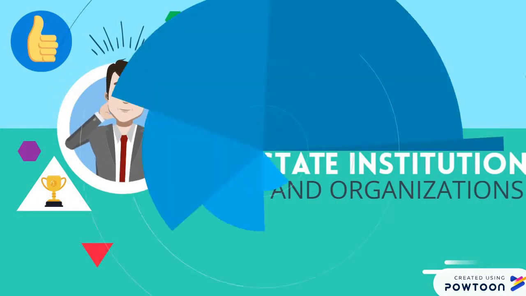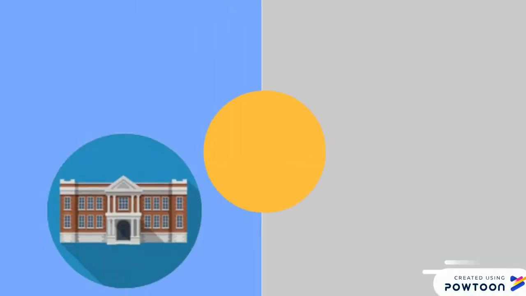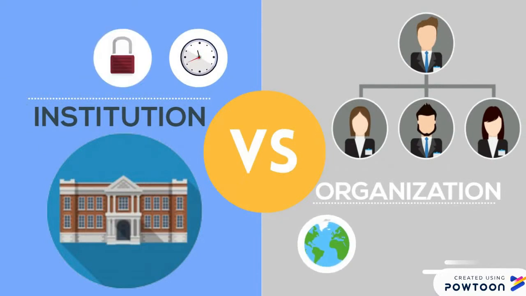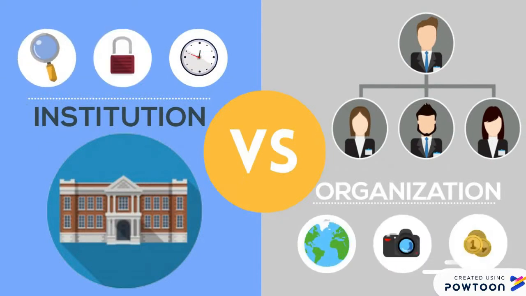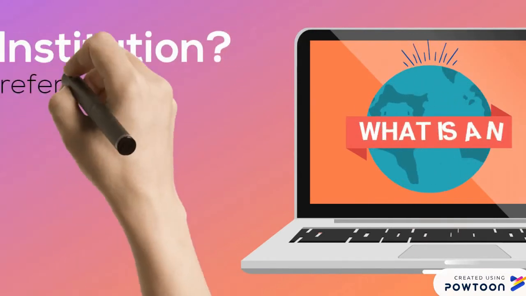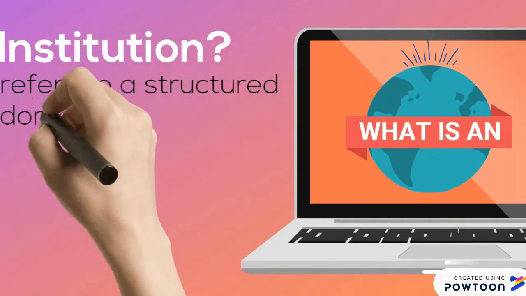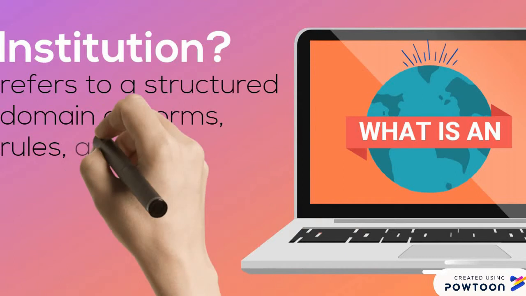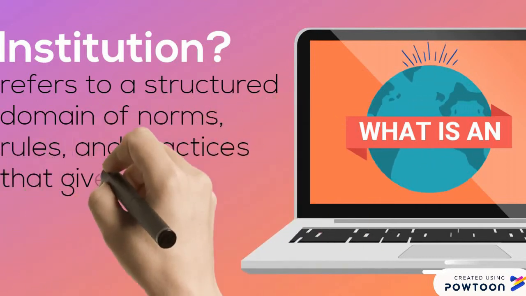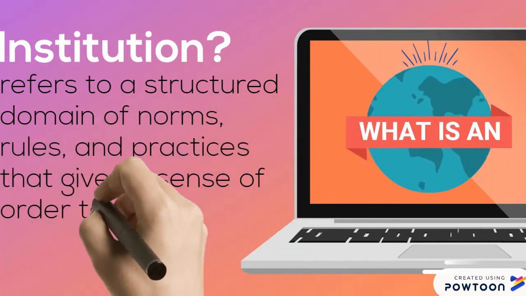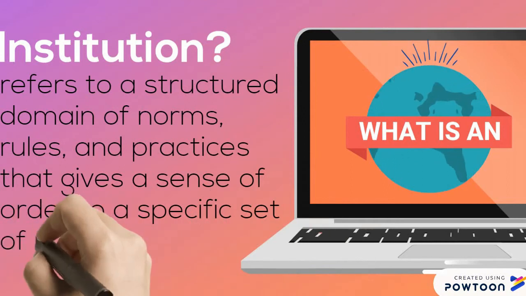But before we begin, we need to understand first the difference between an institution and an organization. So, what is an institution? Well, an institution refers to a structured domain of norms, rules, and practices that gives a sense of order to a specific set of relationships, an example of which are religion, kinship, and family.